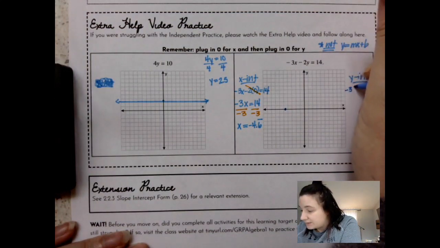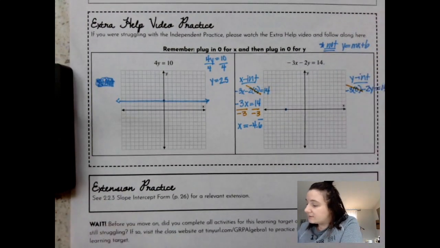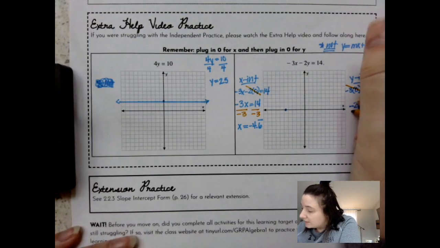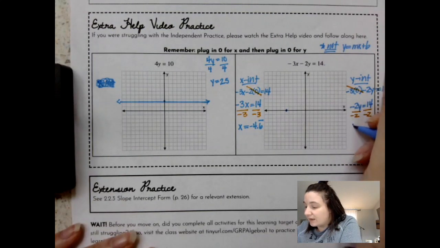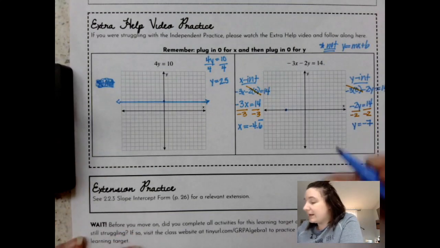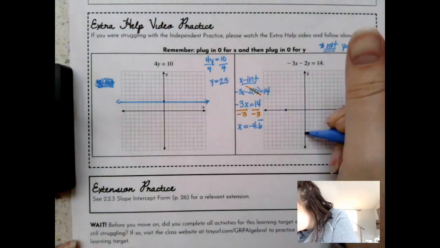If not, you can still plug in 0 and actually solve. When we do that, this cancels, we bring that down to get negative 2y equals 14. And we end up doing the same steps you would have if you just covered it up with your finger and went from there. So y is negative 7. Plot that on the y-axis.